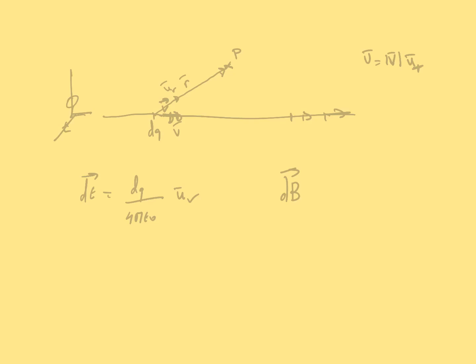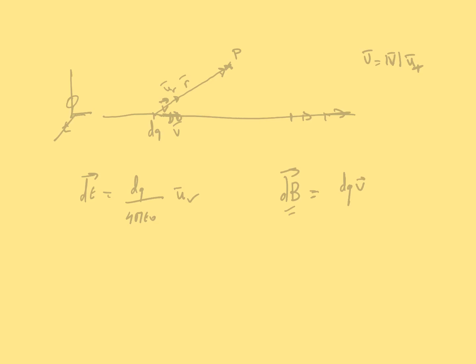So what said Biot and Savart? Look and enjoy this comparison. Instead of the dq for the creation of the magnetic field at this point P, instead of dq, we have this quantity, dq by v.